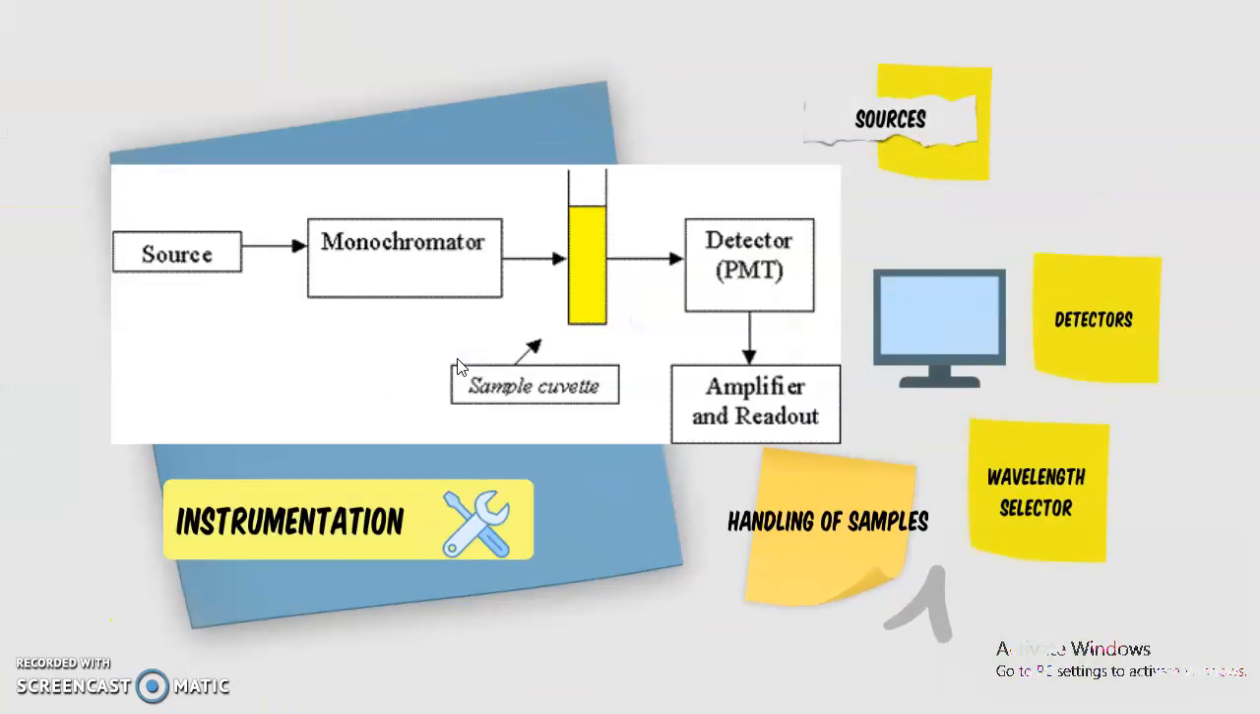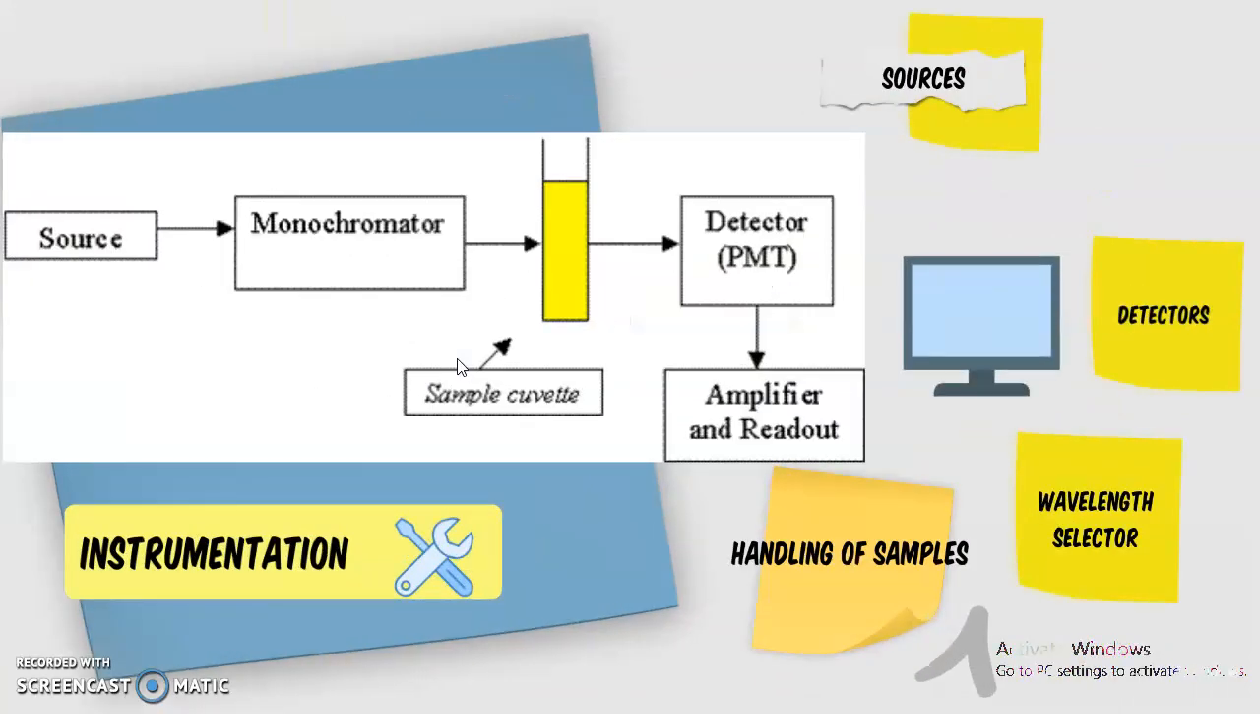So this was all about your IR. Then comes the instrumentation of IR. The basic instrumentation involves a source, a monochromator, a cuvette, a detector, and an amplifier. So we know the source is going to emit radiations, and the monochromator is going to select the wavelengths. The selected wavelengths will pass on to the sample. Some will be absorbed by the sample, changes in the vibrations will occur, and some will be transmitted, which will go to the detector and will be amplified.